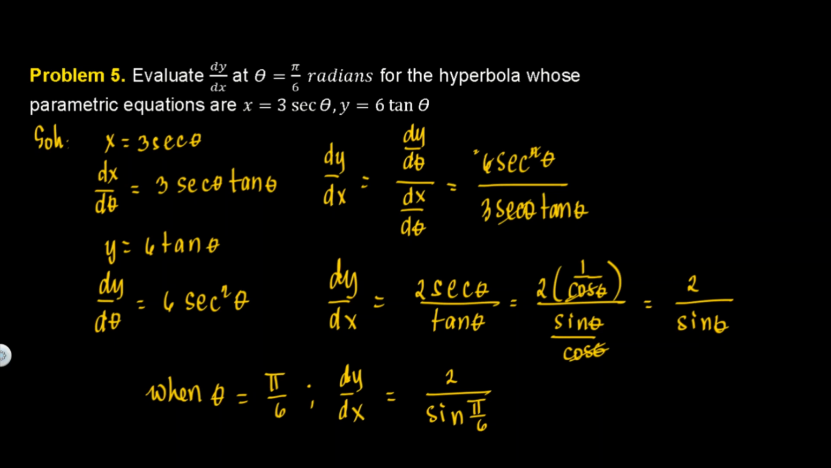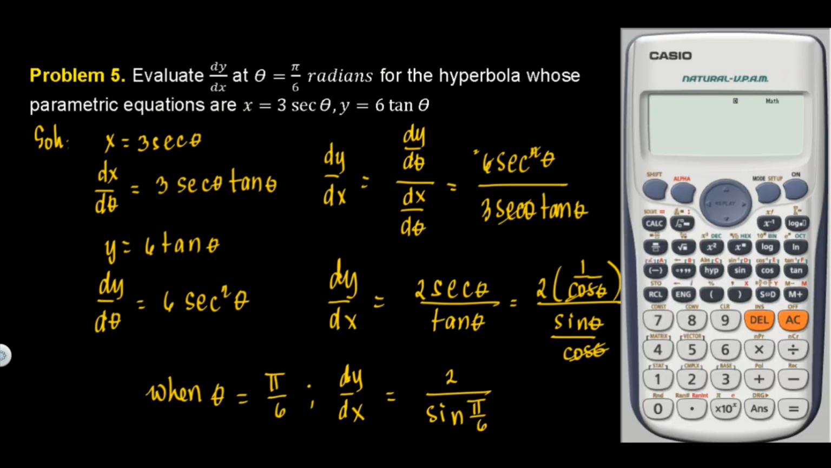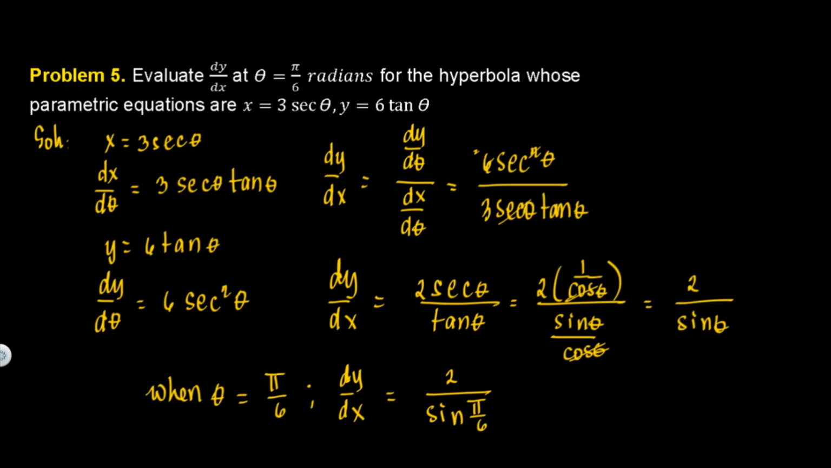Let's use our calculator to check. So, gawin natin siyang radian. Shift mode 4. So sine pi over 6 is 1 half, no? Sine of pi over 6 equals 1 half, di ba? Alisin natin ulit yan. So 1 half. So 2 over 1 half is equal to 4. So the dy over dx is equal to 4. Yes.